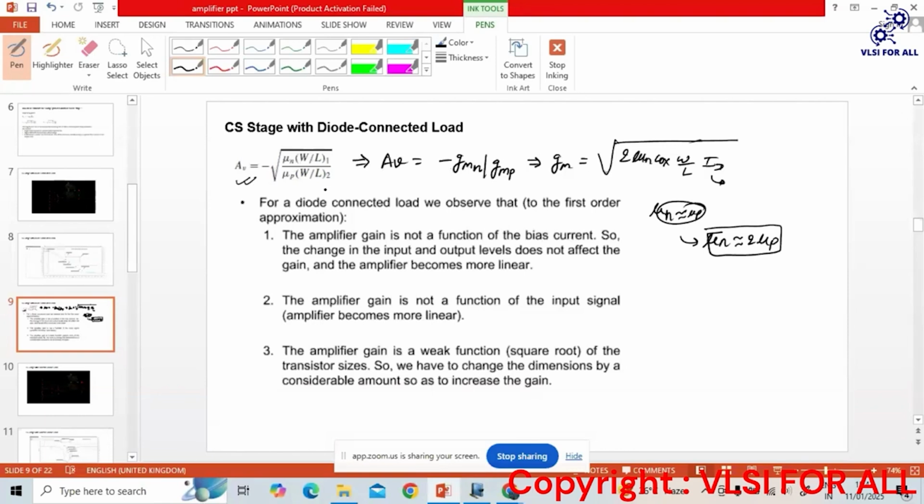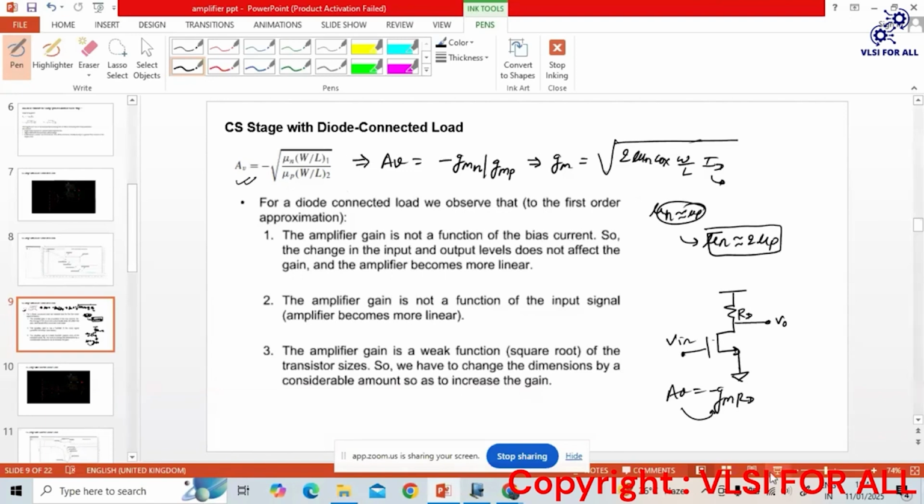So our first disadvantage of resistor as a load was that the gain was dependent upon the gm. Okay, we can see this was the structure, common source with resistor as a load. So here what is AV? AV will be equal to minus gm times RD. So here the gain is dependent upon the gm. But here we can see the gain is not dependent upon the gm. So the nonlinearity in the circuit we cannot observe here.